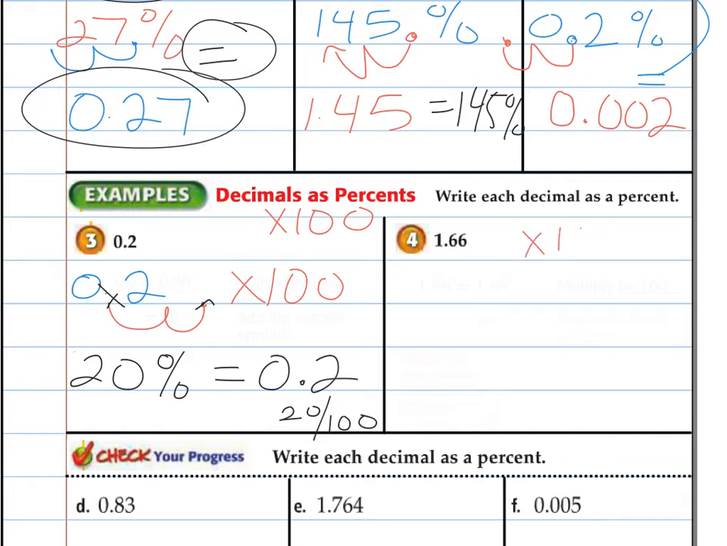Here we're going to multiply by 100. Move once, move twice to the right. So then we get 166. We add the percent sign. So something over 1.66, something over 1 is over 100%.